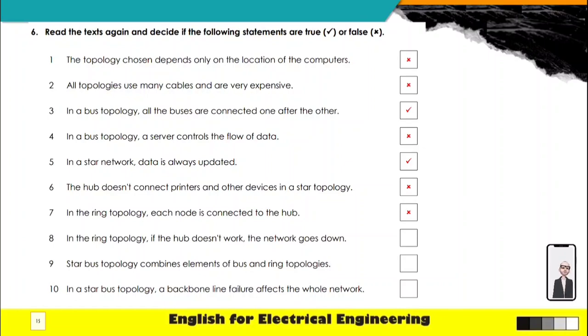While in the ring topology, each node is connected to the hub, that is also false. Ring topology, if the hub doesn't work, the network goes down. That is false. That's one of the advantages, that it does not affect the entire system. Right, star bus topology combines elements of bus and ring topologies. That is again false. Once again, we have lots of false answers here. And in a star bus topology, a backbone line failure affects the whole network is true. False, false, true, false, true, false, false, false, false, true.